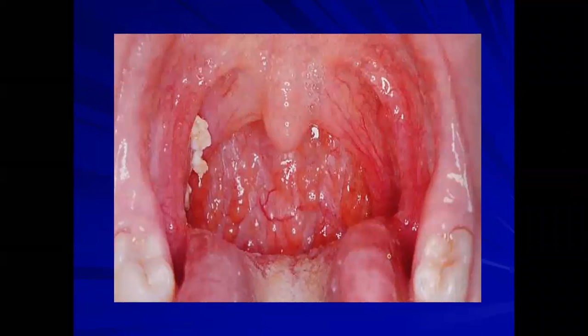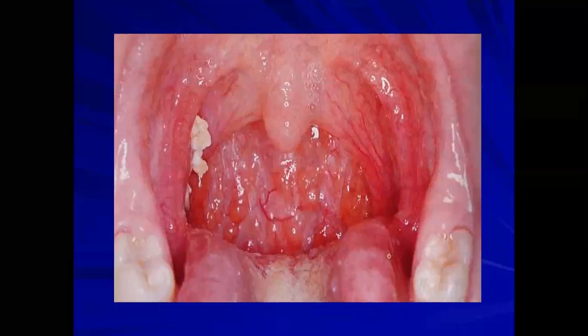These are the slides here. You see the whole area is congested, and on that side of the tonsil there is a yellowish type of thing present.